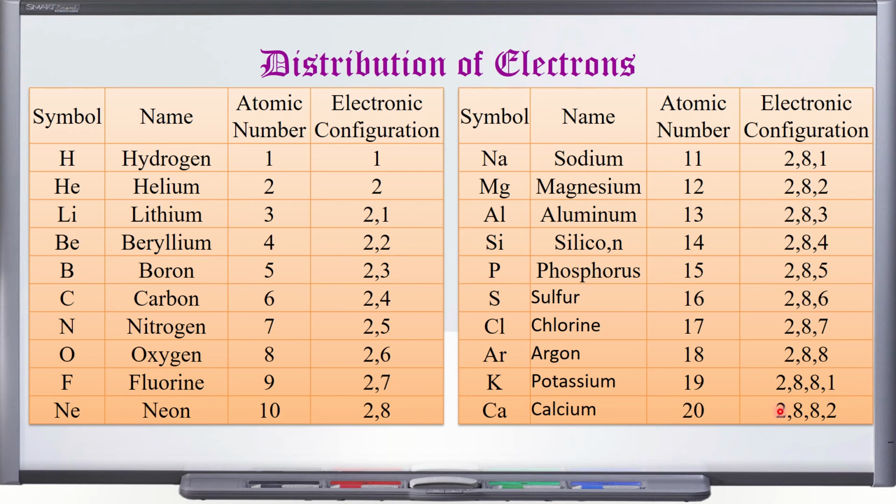Calcium also could be 2, 8, 10, but if 10 electrons were present in the third shell, then the rules would not be maintained, so it will be 2, 8, 8, 2. In this class, only the electronic configuration of these 20 elements is enough for you. No need to learn more.